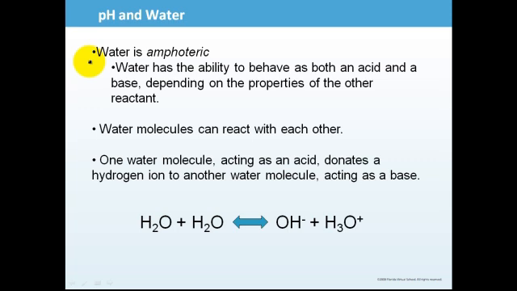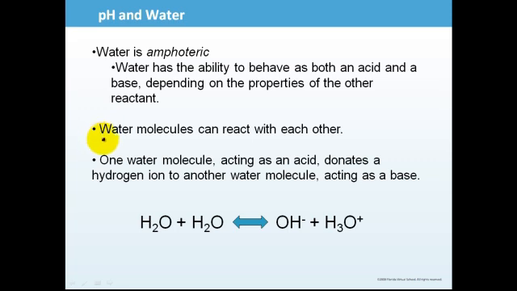Water is said to be amphoteric, and that simply means that it has the ability to act as either an acid or a base, depending on the properties of the other reactant that it is reacting with. Alright, so if it's reacting with an acid, it will act as a base, and then vice versa. If it's reacting with a base, it'll act as an acid. Now, water by itself, therefore, does react with itself.